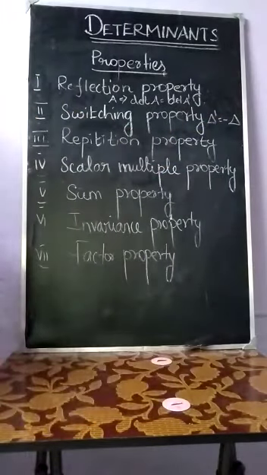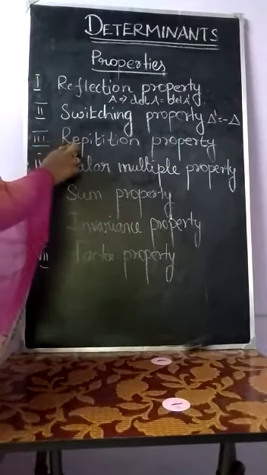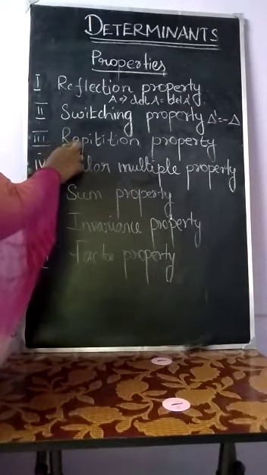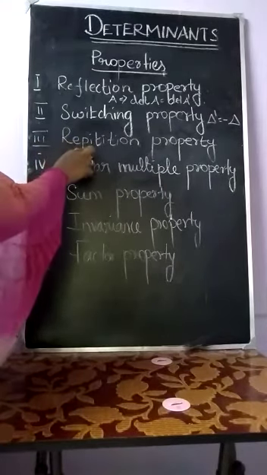The next one is the repetition property. If two rows or columns of a determinant are identical, its value is 0.